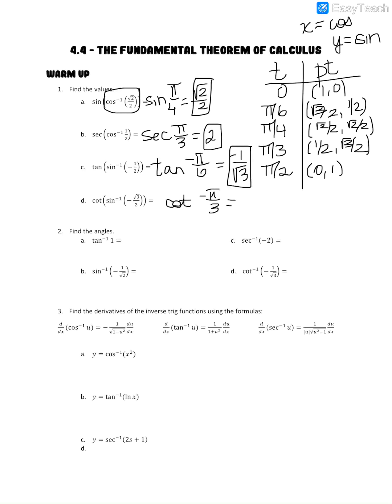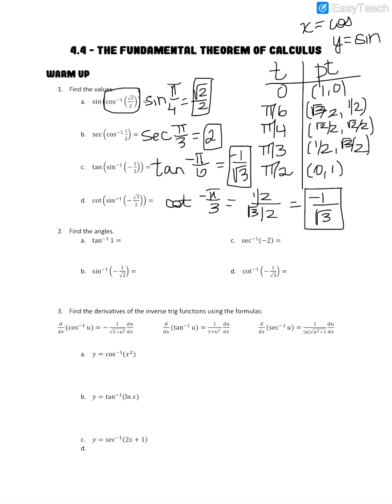Cotangent is, instead of y over x, it's x over y. So this would give me 1/2 over radical 3 over 2, which is, again, 1 over radical 3. Since I'm in quadrant 4, it's a negative. And again, if I wanted to rationalize it, it would be negative radical 3 over 3.